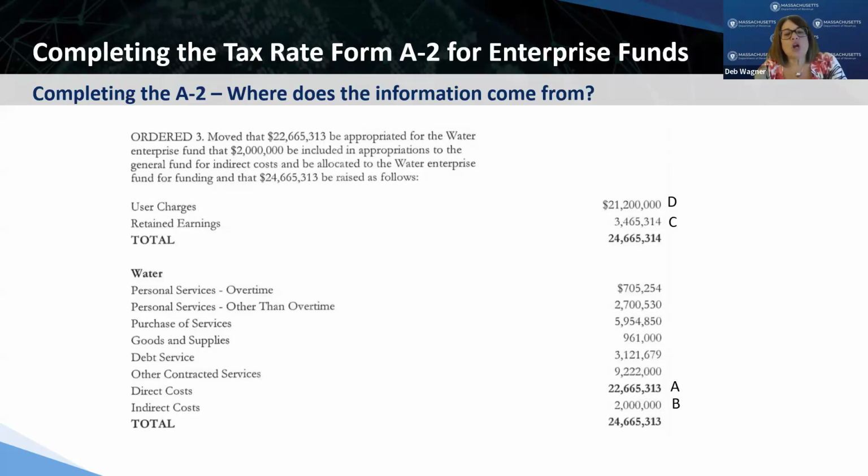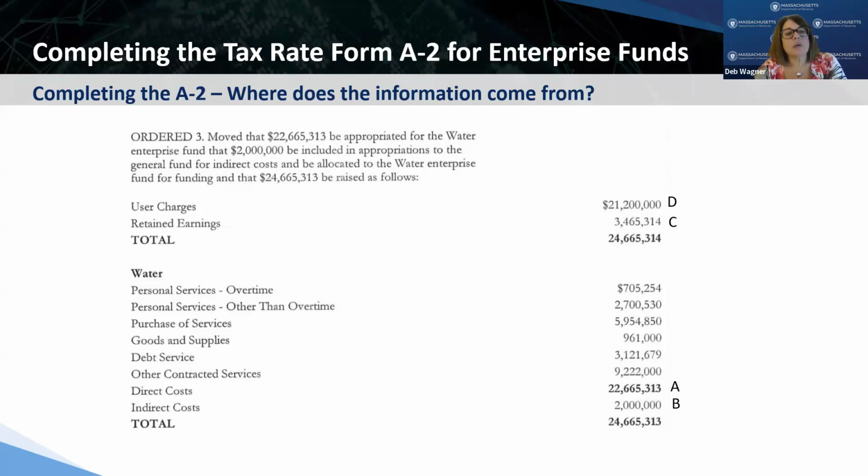So they have user charges of $21,200,000, and that amount is going to be developed by, if the DPW director is in charge of the water enterprise fund, he will be assisting in putting together an estimate for the user charges. And we'll talk more about that in a minute.